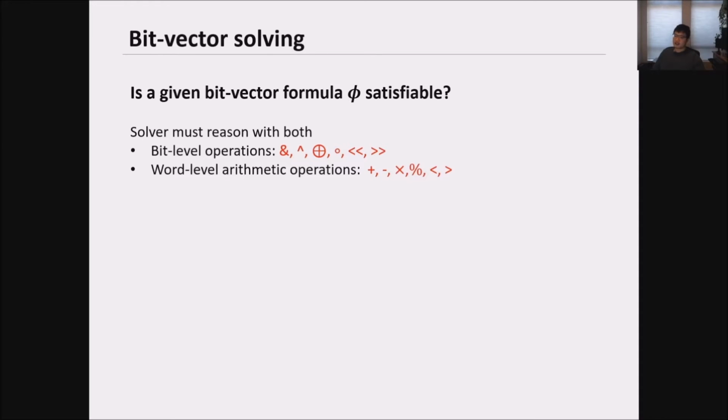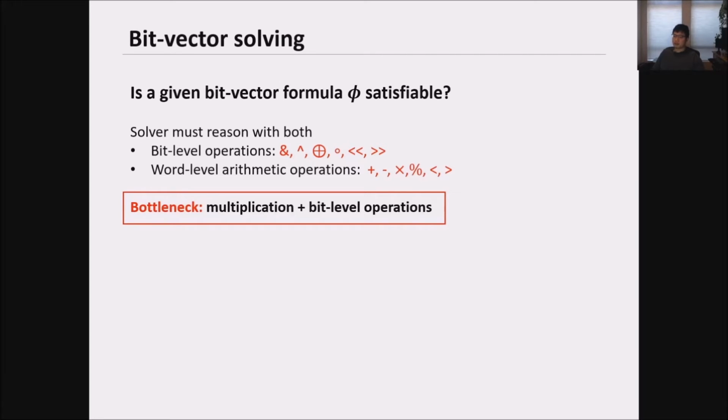The challenge here is that a lot of the time the methods of reasoning that work well with the bit level are not so fast at handling word level arithmetic reasoning. And conversely, the methods that are good for handling word level arithmetic tend to not do so well with bit level logic. This manifests in an important bottleneck that comes up in practice, which is the presence of bit vector multiplication, especially when this multiplication is combined with bit level operations.